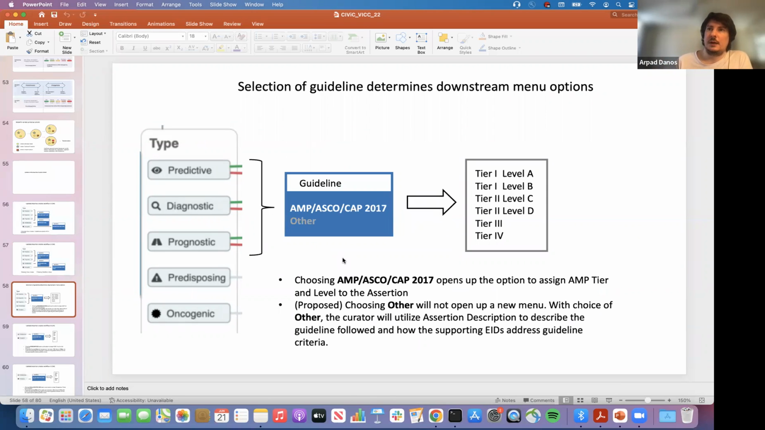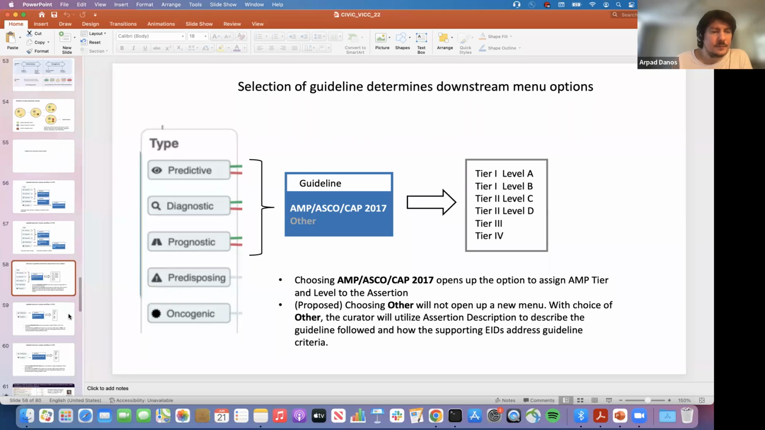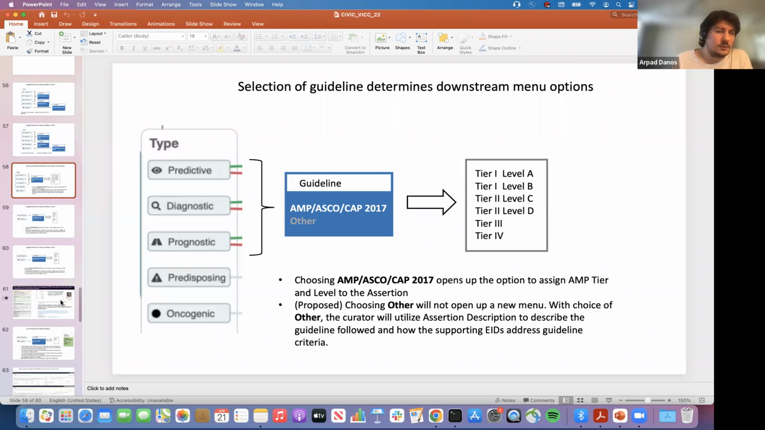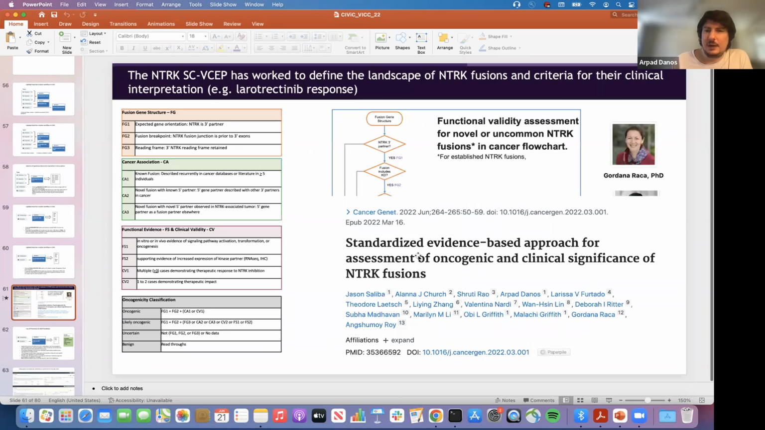Remember how in CIViC expert editors have to come in to approve something for the warning labels to be removed. I didn't mention it, but any content in the submitted state also has warning labels. But the motivation for this really is coming from the NTRKs. Now, here's something published, and there's already a well-defined white paper.